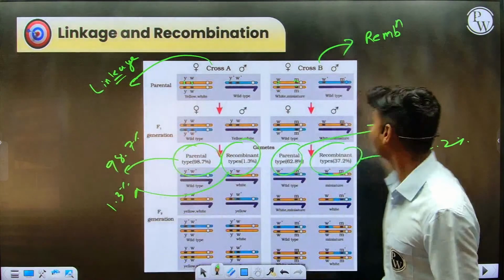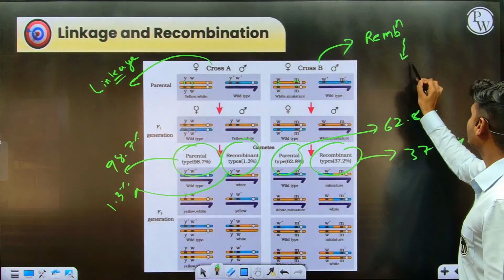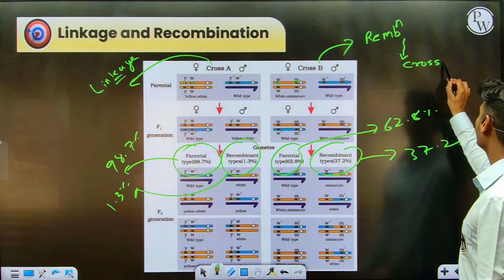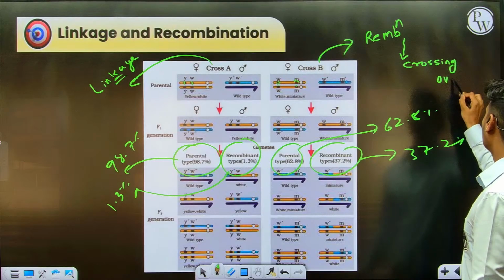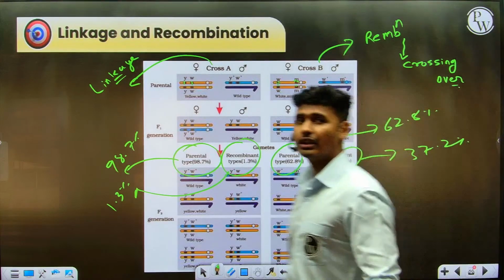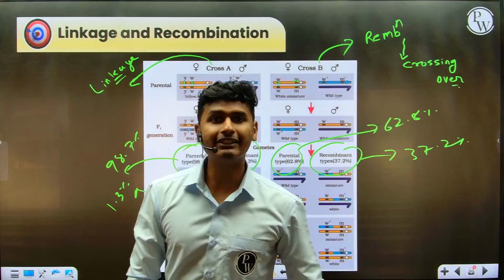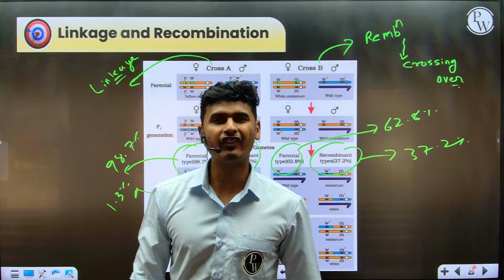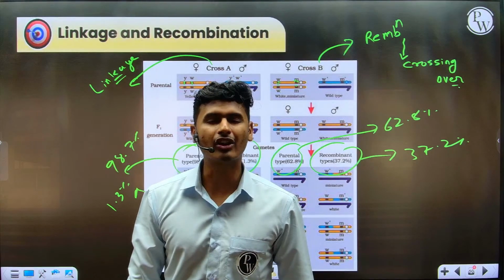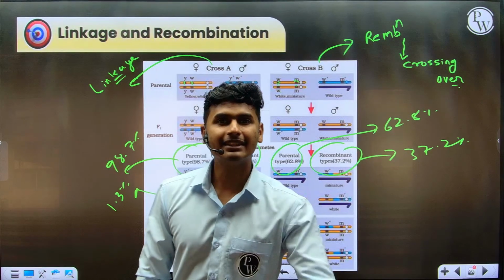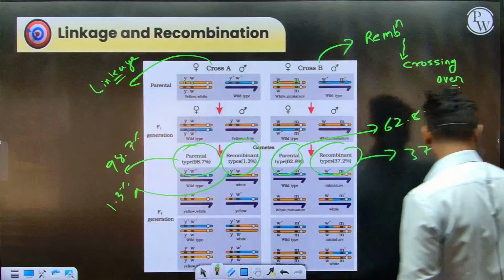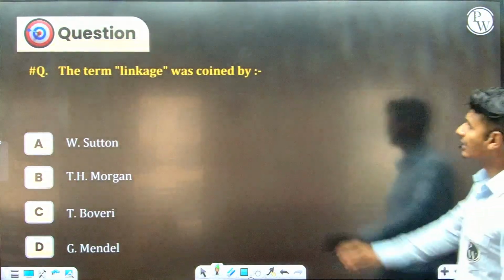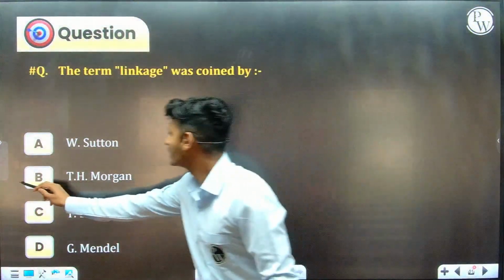Cross 1 represents linkage. If recombination takes place, it needs crossing over, and my simple question to you is, in which stage of meiosis 1, prophase 1, does crossing over take place? It is Pachytene. Now, the term linkage was coined by T.H. Morgan.